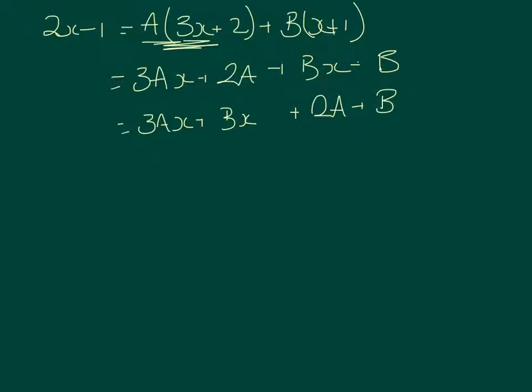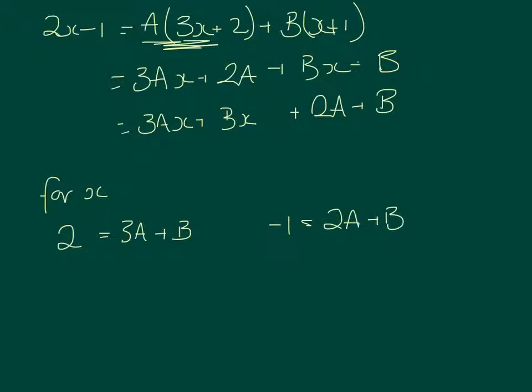Okay, so compare coefficients. For x, 2 lots of x should be equal to 3a lots of x's plus b lots of x's. Because if I've got 2 lots of x, then 3a plus b must also equal 2. And likewise, I've got -1 numbers, so I've got the number -1, and that has to be made up of 2 lots of a plus b.